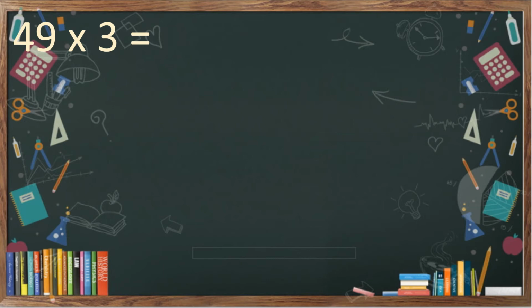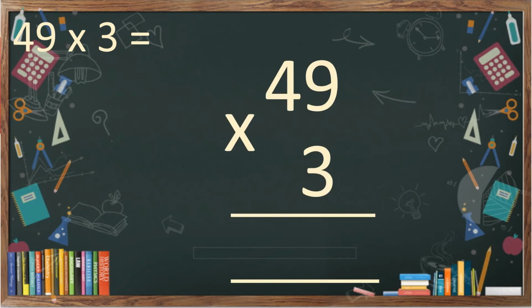Here we have another question. 49 times 3. We would write it down using the multiplication method. It looks like this. Then we would ask ourselves, what is 3 times 9? 3 times 9 is 27. So we would write a 7 in the column and a 2 underneath the column.